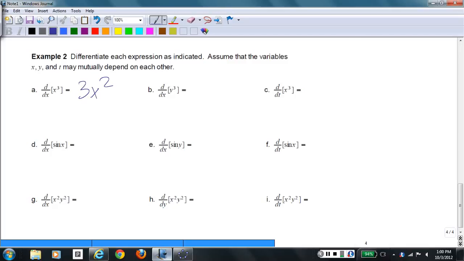But d dx of y cubed, assuming that y may be a function of x, would be 3y squared, but the chain rule would have us multiply by the derivative of y with respect to x. So it's 3y squared. I can throw in an extra step if you like, but at some point you don't want to have to watch me do that. So you just want to say 3y squared times dy dx. There, 3y squared dy dx.